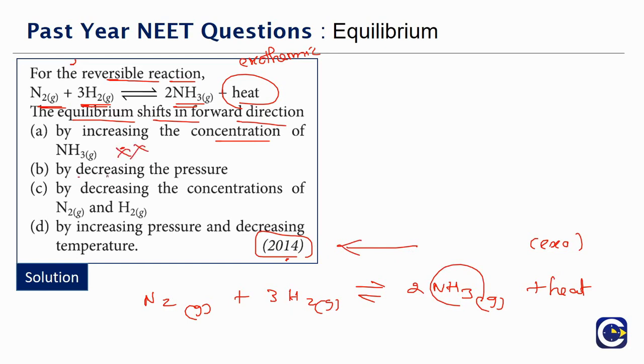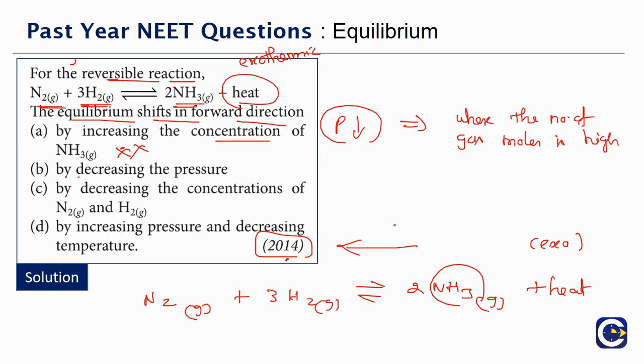The second option is what? By decreasing pressure. If you decrease the pressure, then how is the reaction going to proceed? The reaction is going to proceed in a direction where the number of gas moles is high. Look at the reactant side. What is the number of gas moles? 1 plus 3, 4. Product side, what is the number of gas moles? 2. So where is the number of gas moles high? Reactant side. Decreasing pressure will shift the reaction in the backward direction. That's not what we are looking for.